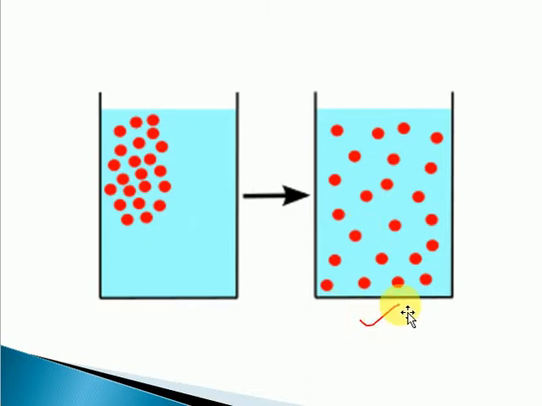So what is exactly happening in this process? There is movement of particles from high concentration to low concentration until the concentration becomes equal. So this process is called diffusion. Now what is the definition of diffusion? The movement of substances from high concentration to low concentration.